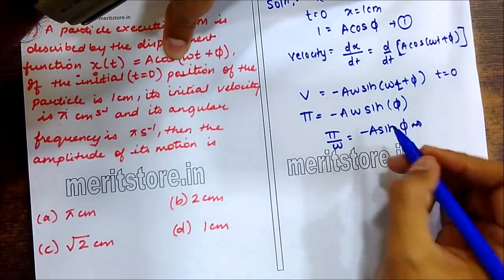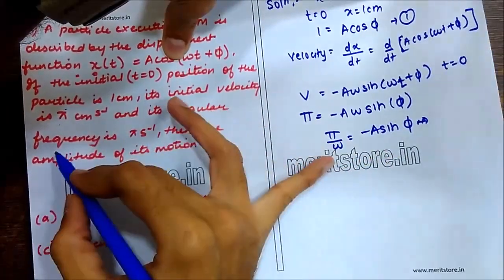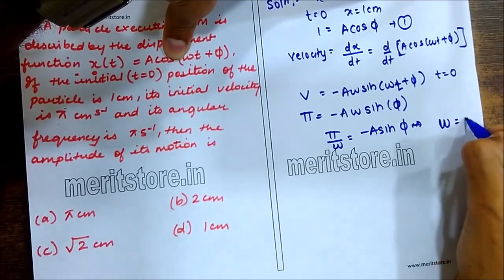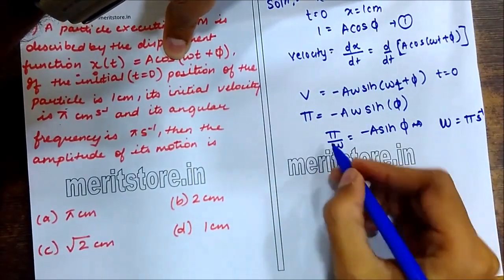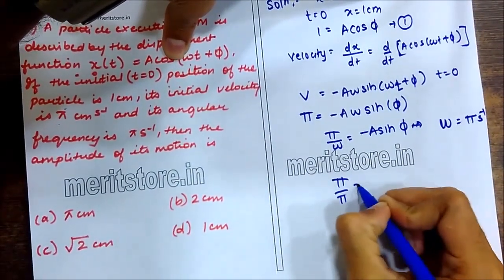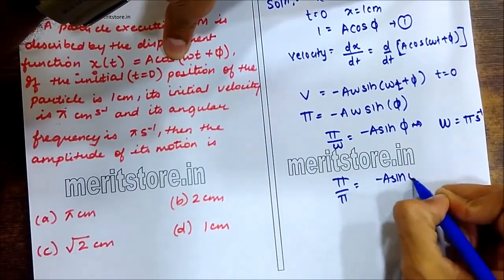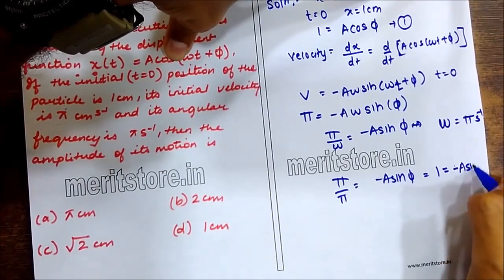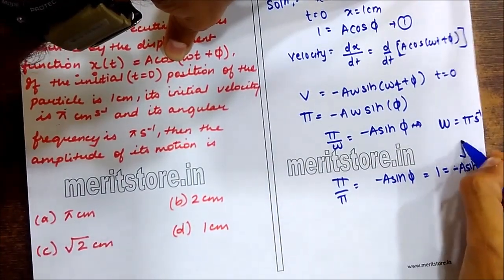Here the value of the angular frequency ω is given as π per second, so we have π upon π equals minus A sin ψ, that gives you 1 equals minus A sin ψ. This is your equation 2.